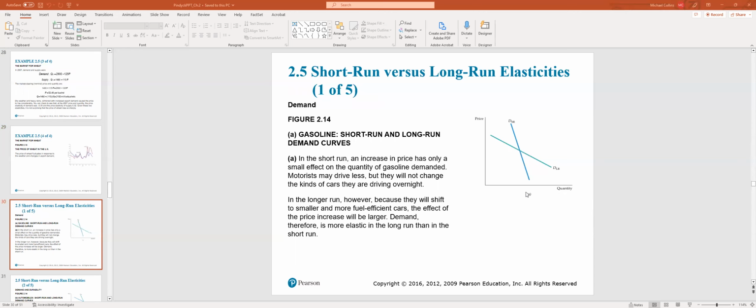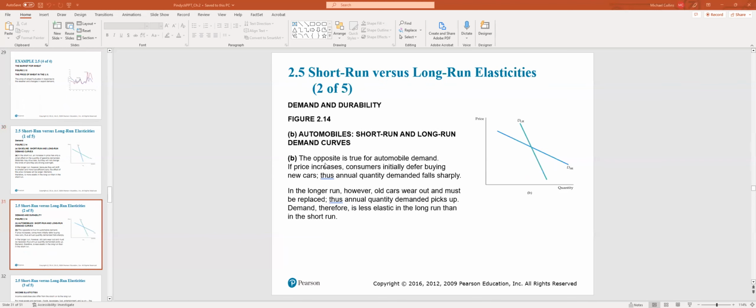Gasoline, short run and long run. In the short run, an increase in the price has only a small effect. Motorists may drive less, but will not change the kinds of cars they are driving. However, in the long run, you have a long period of higher gas prices. We'll have more electric cars. Demand for electric cars goes up, so people pay more for them. So people see that profit opportunity, and what do they do? They'll decide to build more electric cars, and then maybe it becomes more efficient, right?